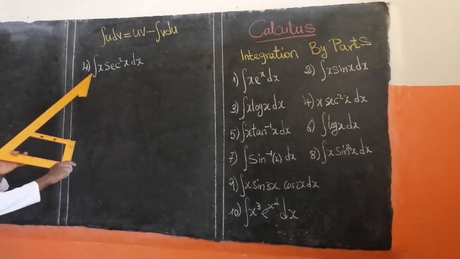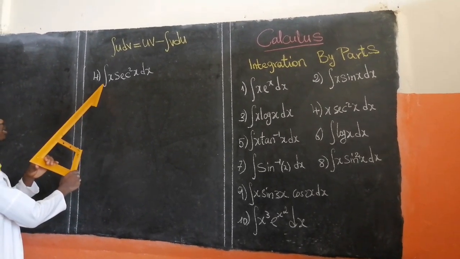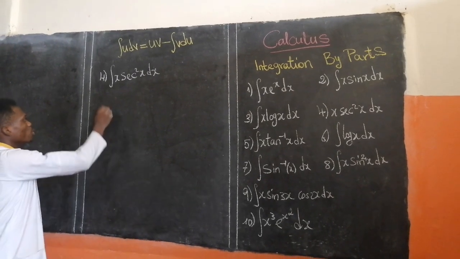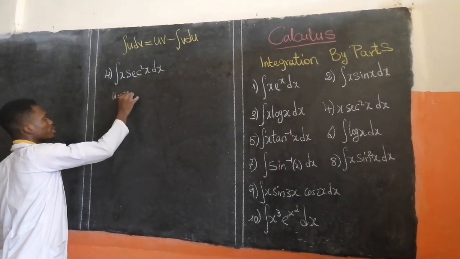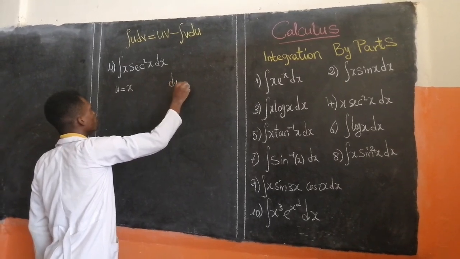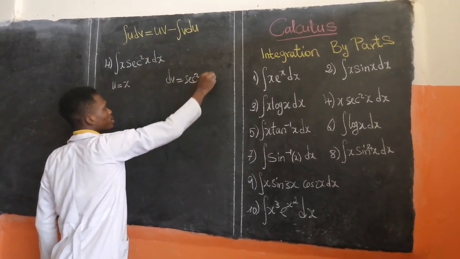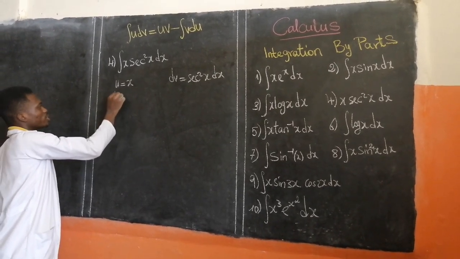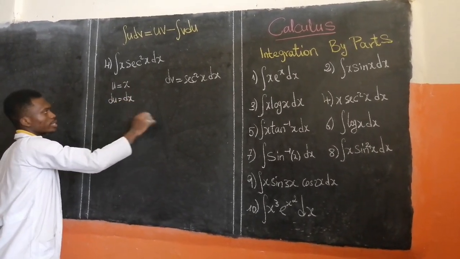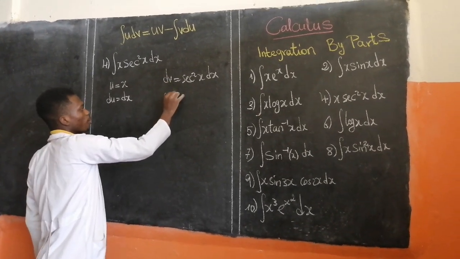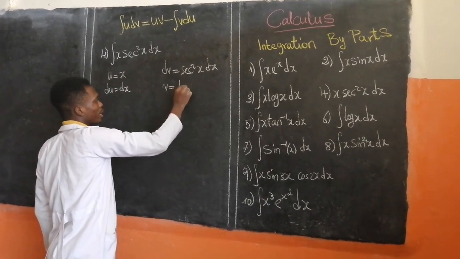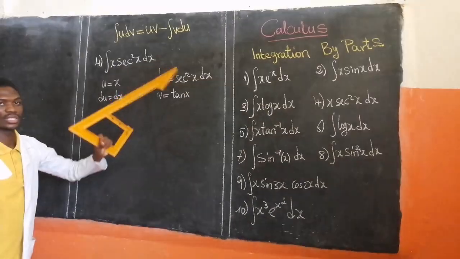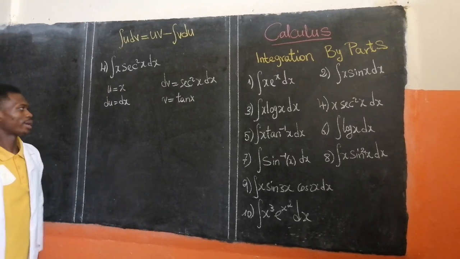Now we are integrating x sec square x dx. We are going to let u be equal to x, so that dv will be sec square x dx. Now we differentiate u, and we have that du is equal to dx. We integrate dv, and we have that v is equal to tan x, because when we integrate sec square x, we come back to tan x.